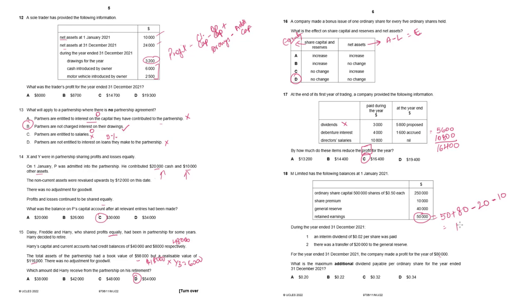130 minus 30, 100,000. On top of this, we also have general reserve, which can also be used to distribute dividend. 40 plus we transferred from retained earnings 20. So 100 plus 60, so totally $160,000 worth of reserves are there, which can be distributed as dividend. So this $160,000, how much can it be distributed per share? If we divide the entire $160,000 over 500,000 shares, how much will we get? That would be your answer. So C.